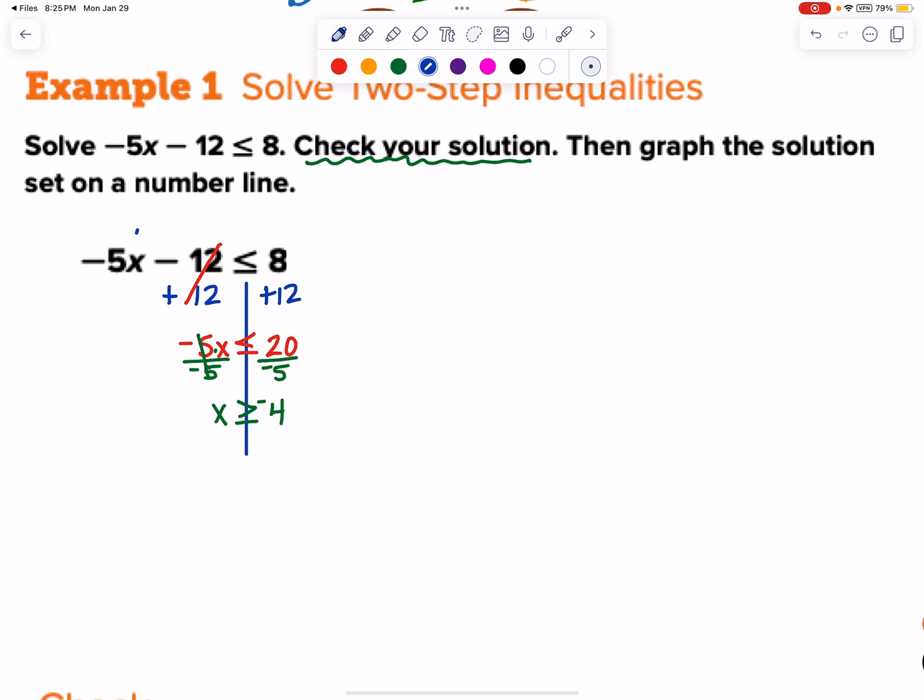Something greater that would be really easy is 0, right? 0 is greater than negative 4. So 5 times 0 is 0. 0 minus 12 is a negative 12. And negative 12 is definitely less than or equal to 8. So we've proved that that's true. That's what the checking would be.